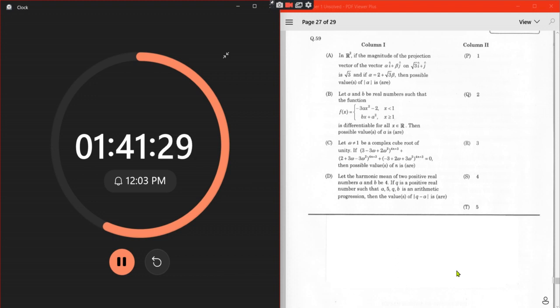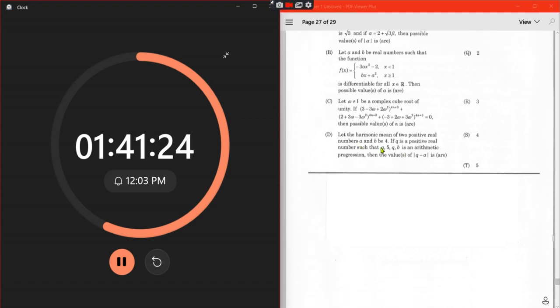Okay, d. Let the harmonic mean of two positive real numbers a and b be 4. If q is a positive real number such that a, 5, q, b is an arithmetic progression, then the value of this is... So the harmonic mean of two positive numbers a and b is 4, and a, 5, q, b is an arithmetic progression. Basically we have to find, right, understood.